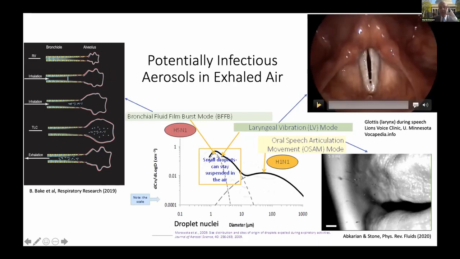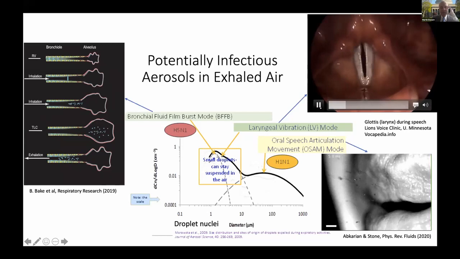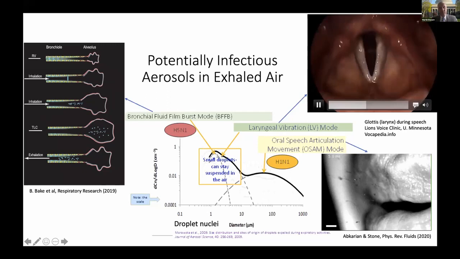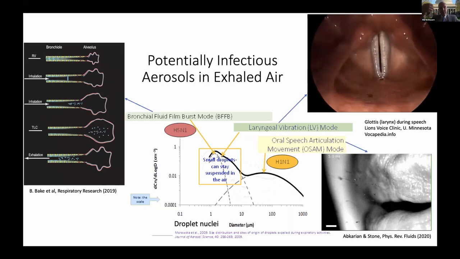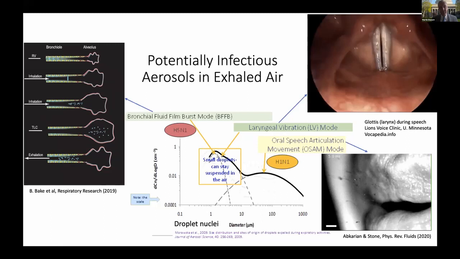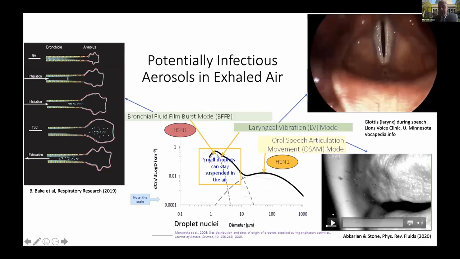So here is somebody actually just speaking, and it's been slowed down here. So you can see the sound is made by the vocal folds flapping back and forth. They're covered with airway mucus. And you can actually see films being pushed apart and fragmented. And this is in a healthy person where there's a relatively small amount of mucus, not containing infectious virus, for example.